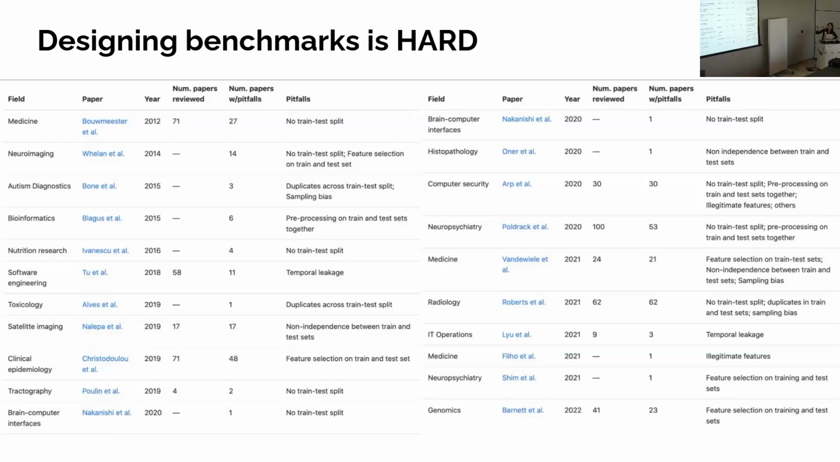To give you a sense for what was covered at this workshop, they did a deep dive into various different fields of machine learning. I know it's a little hard to read, but to highlight one slide, they read 17 papers from satellite imaging computer vision papers. And out of 17 of them, 17 papers had pitfalls when it came to the way that they were benchmarking their method.